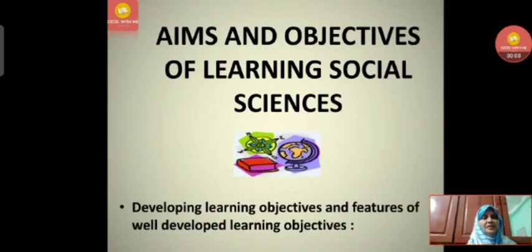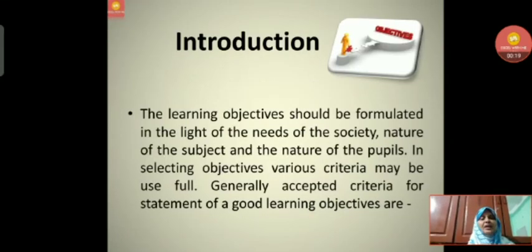The topic is Aims and Objectives of Learning Social Sciences, with the subtopic Developing Learning Objectives and Features of Well-Developed Learning Objectives. In the previous class, we understood what a learning objective is. A learning objective is a predetermined statement to be achieved from the learners by the teacher.